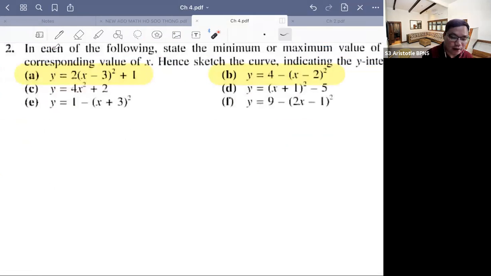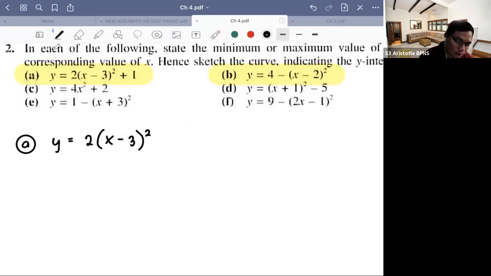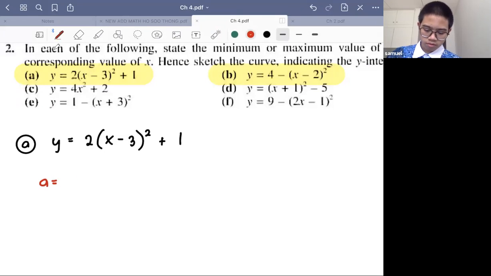So letter A, let me write the question again. Okay, so it's y equals 2 times (x minus 3) squared plus 1. So what is my a? I'm not writing the standard form yet, so you guys identify. What is a? Is it 2, 3, or 1? 2. Anyone? Okay, it's 2.